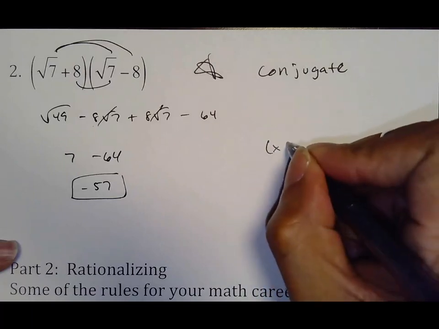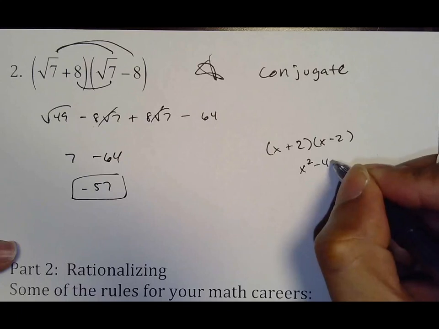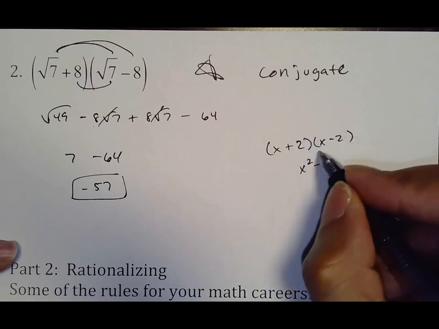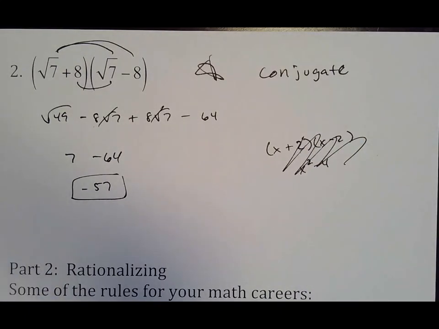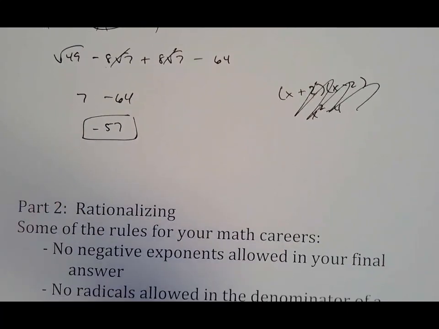I don't know if you remember how whenever we multiplied x plus 2 times x minus 2, our answer was x squared minus 4 because our middle terms, minus 2x plus 2x, canceled out. But that's what a conjugate is. And we'll be using that, I believe, tomorrow when we go to do the rationalizing of the highest level.